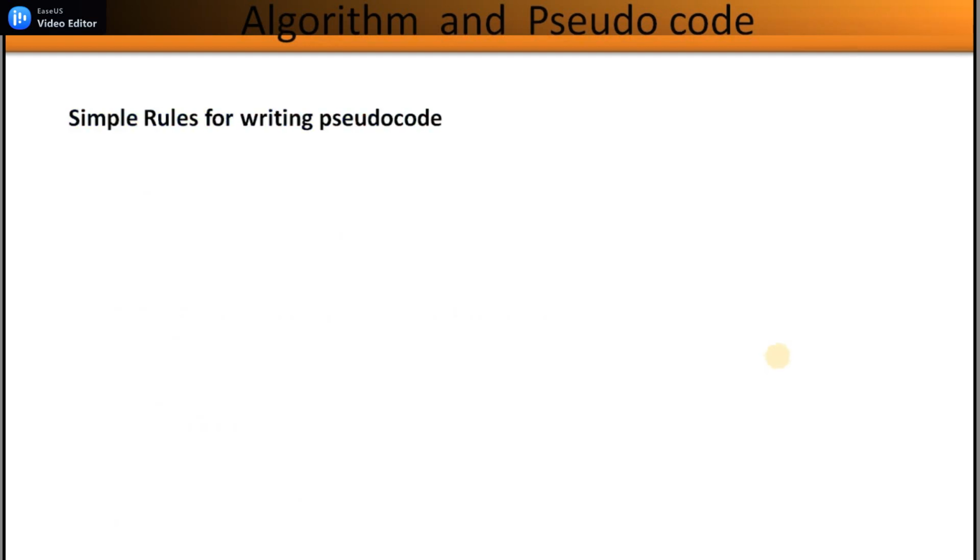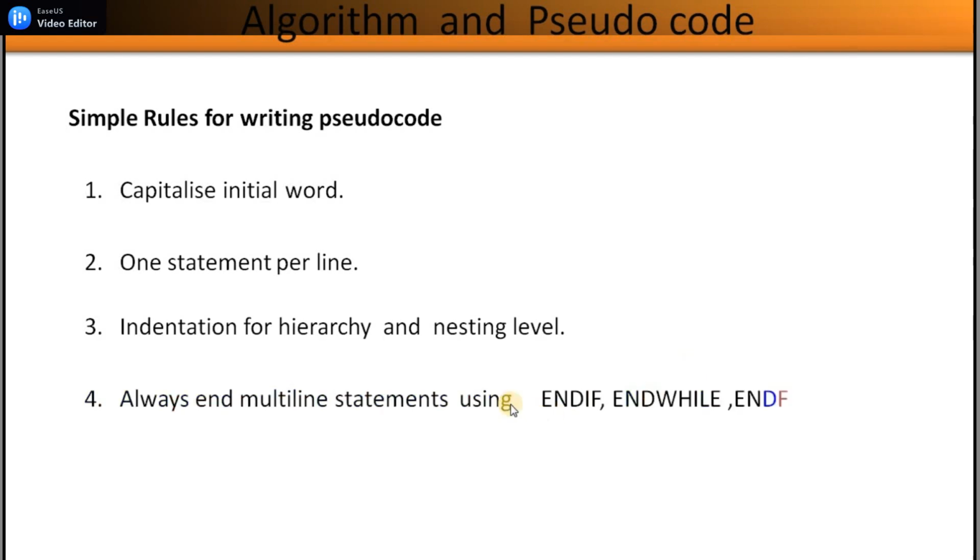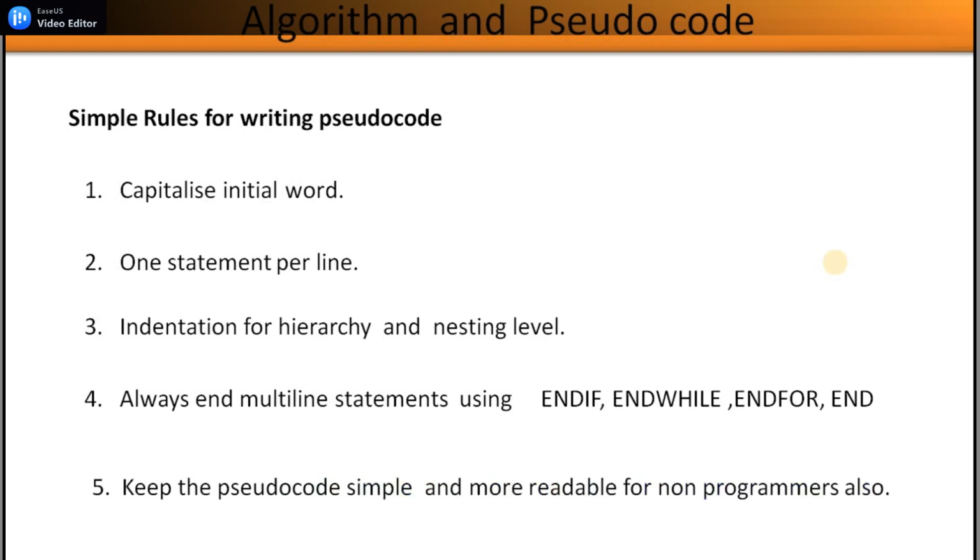Simple rules for writing pseudocode: 1. Capitalize the initial word. 2. One statement per line. 3. Indentation for hierarchy and nesting level. 4. Always end multi-line statements using end if, end while, end for, end and so on. 5. It should be concise and more readable for non-programmers also.